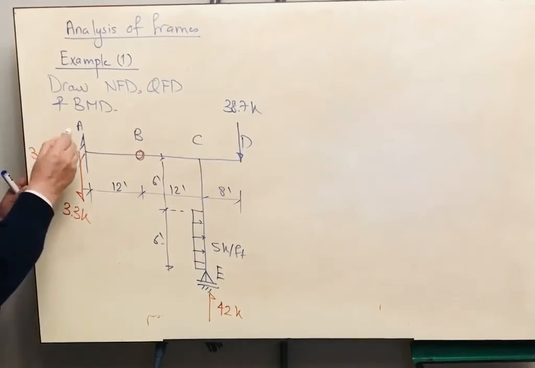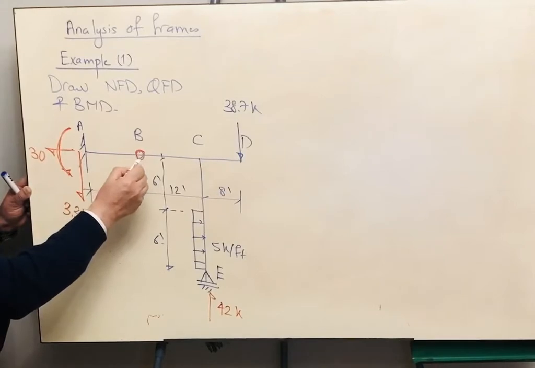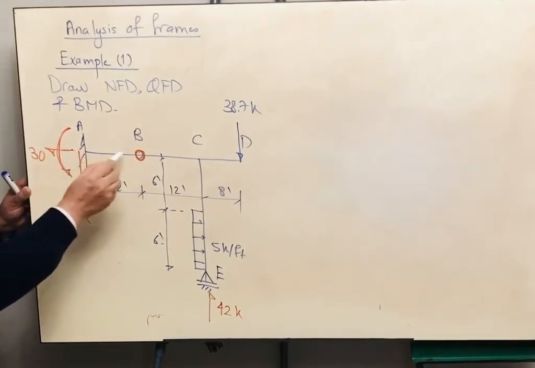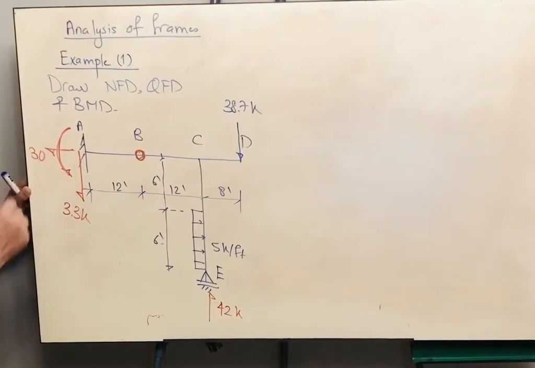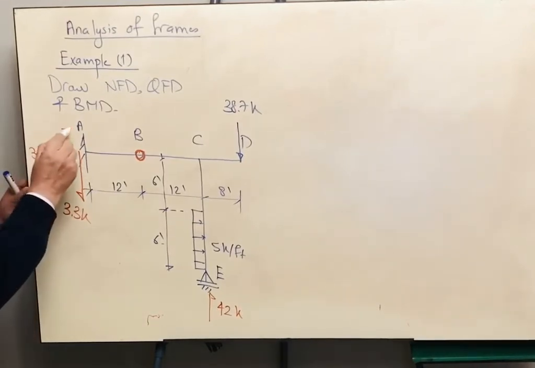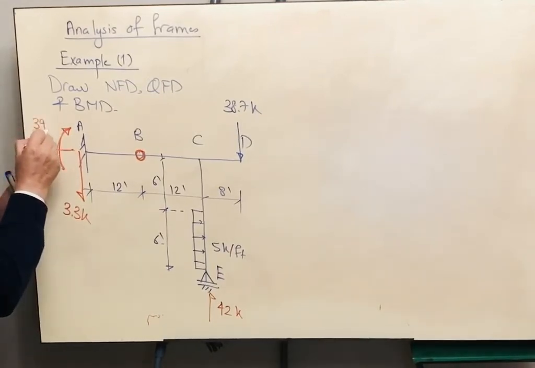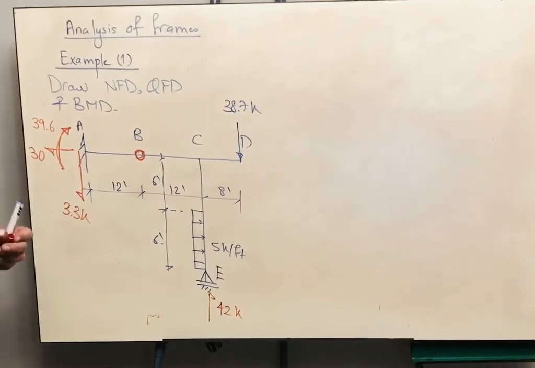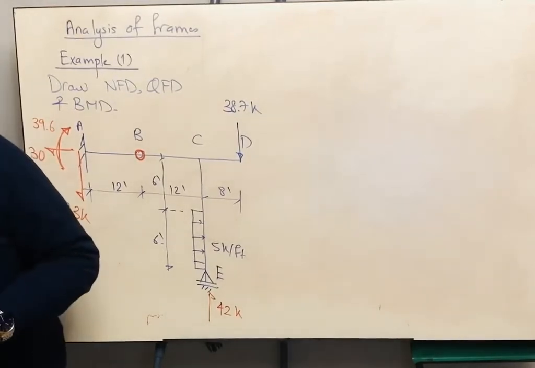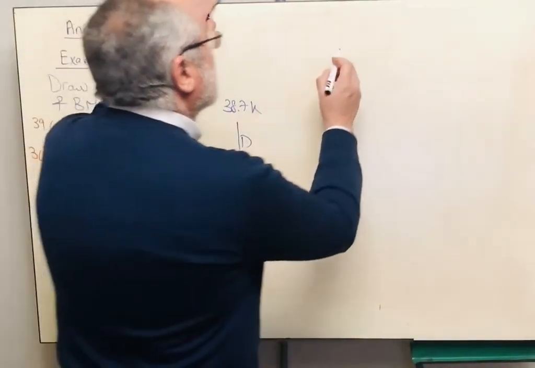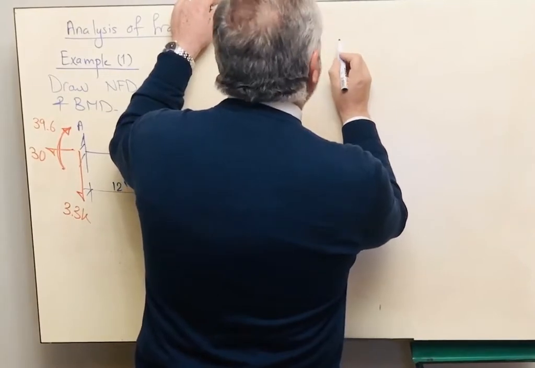If you want to get the moment reaction, we can take moment about point B from the right hand side. So the reaction times its distance should balance with the moment. The moment should be in the other direction to be in equilibrium, and it is 39.6. Very good. Now we will start to draw the normal force diagram, the shear force diagram, and the bending moment diagram.